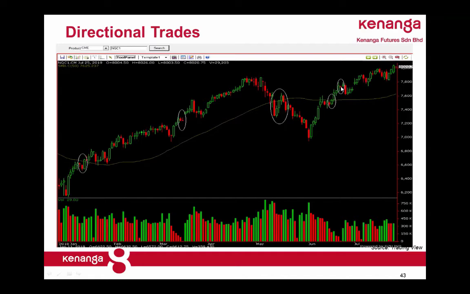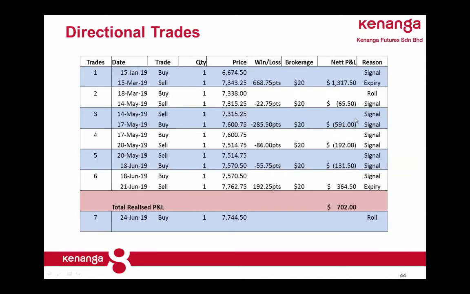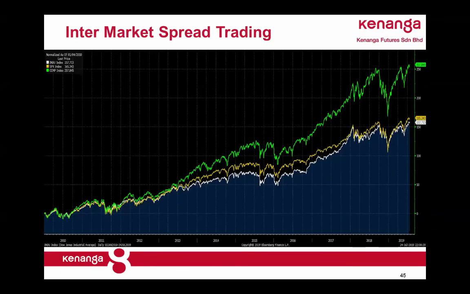And as a result of this trade, as you can see on the directional trade that took place, we have 6 trades already closed with 1 trade still holding on. Okay, and all of these trades resulted in a net profit after brokerage of $702. Okay, another example that I would like to show you here is intermarket spread trading.